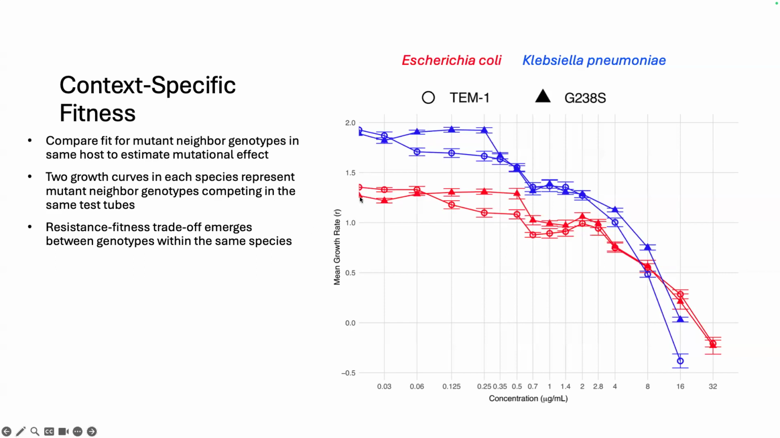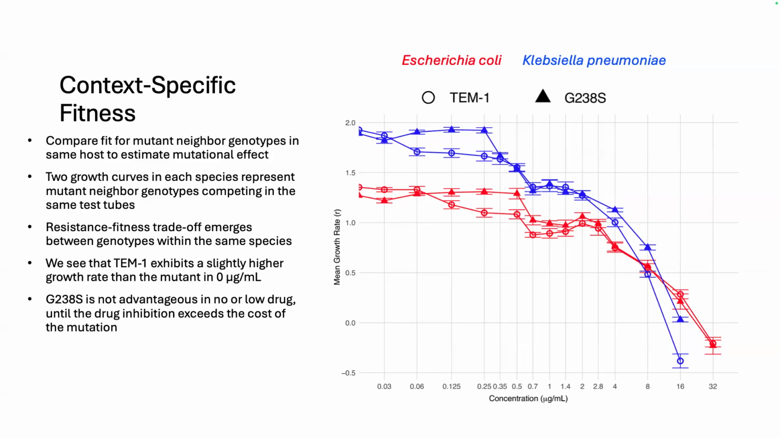So if you go to the y-intercept, you actually see that the mutant is growing slightly slower than the TEM1 ancestor. As concentration increases, though, moving left to right in the plot, we see a crossover point where the mutant overtakes TEM1 in fitness and remains more fit than its ancestor for a couple of environments. Until eventually we see a high enough concentration that inhibits both types, and G238S no longer has an advantage.